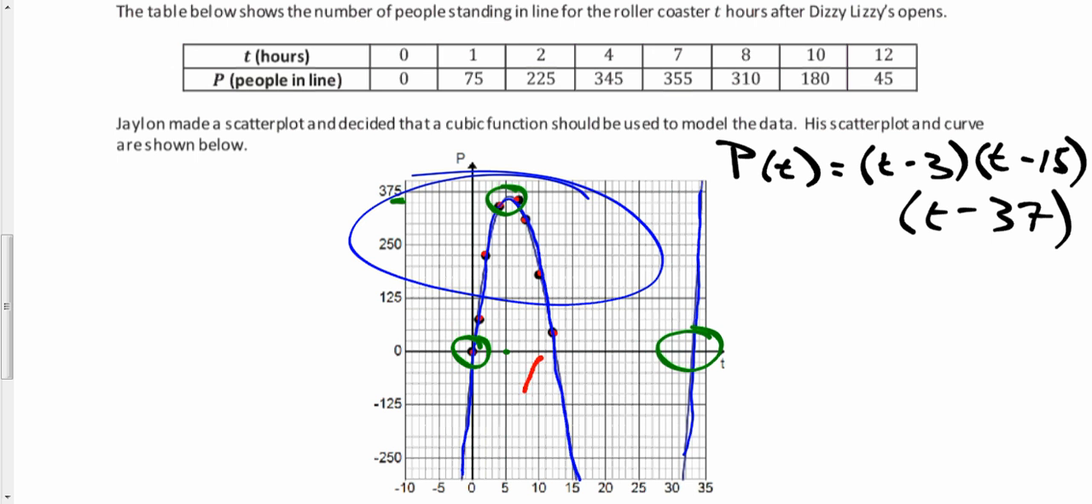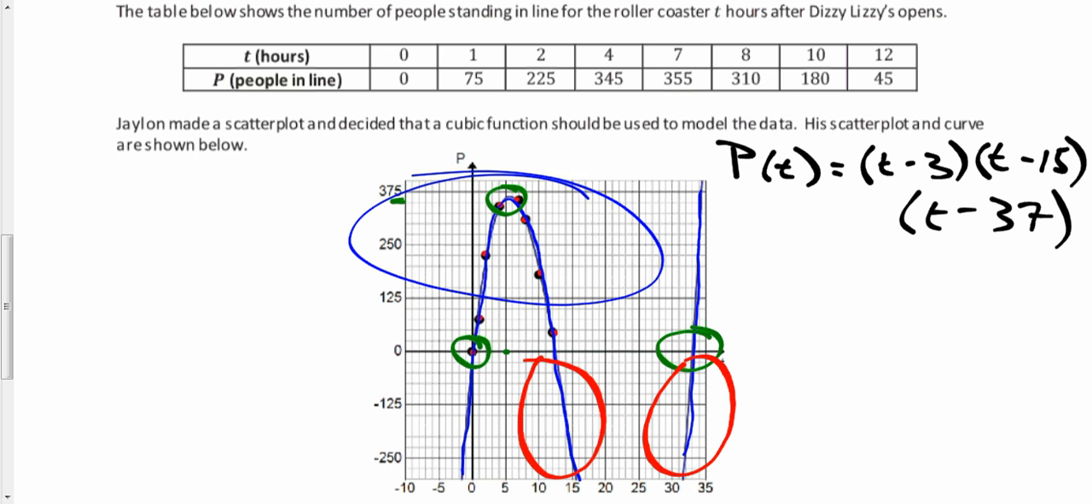Do these numbers down here make sense? Why not? It doesn't make sense to have negative number of people in line.